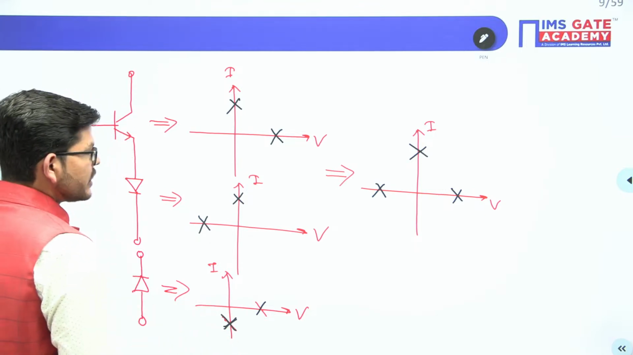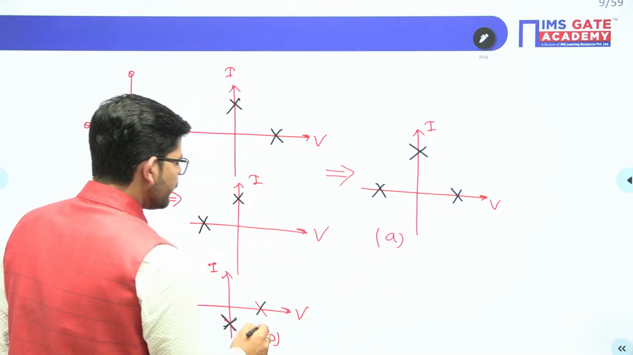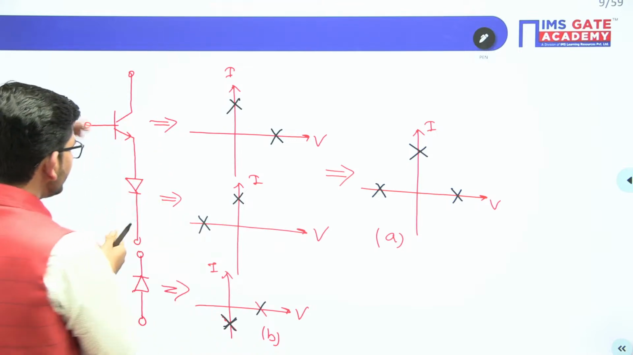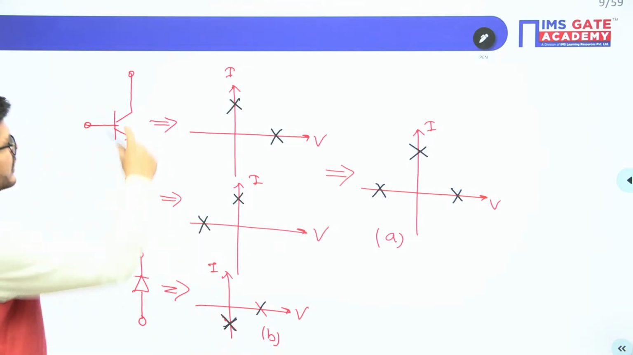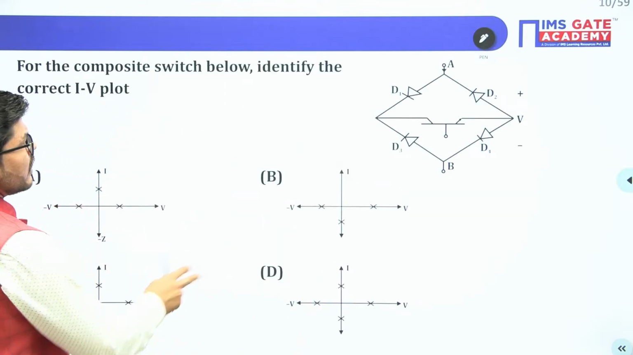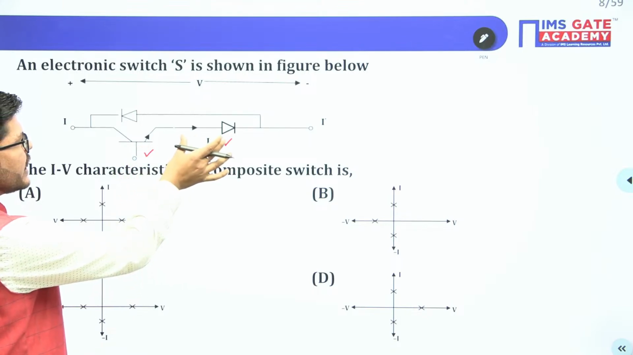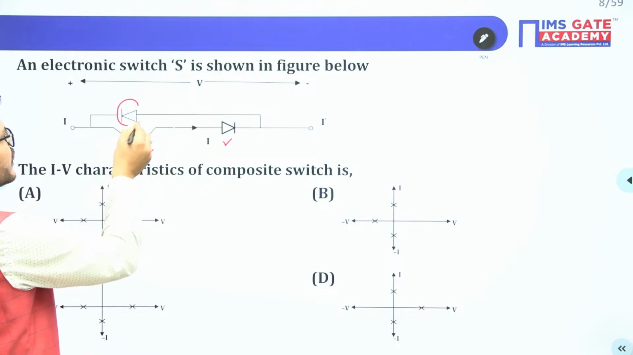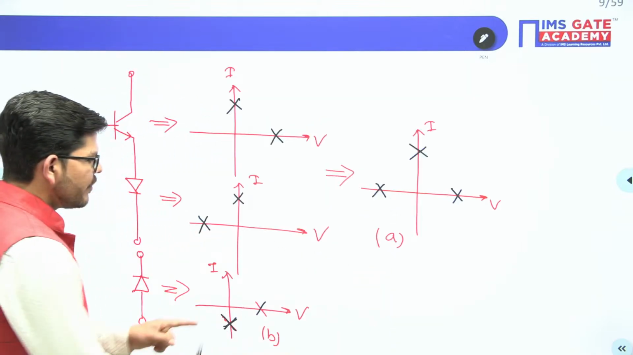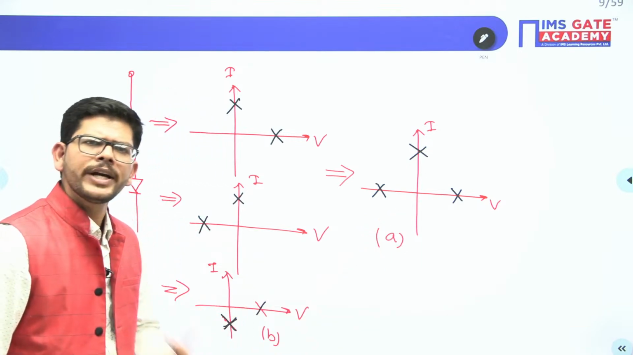Now see here, this is figure A and this is figure B. Now we have this particular series combination and this diode connected in parallel. As you can see in this problem, we have BJT and diode connected in series, and then we have this particular diode connected in parallel. So what will be the switch realization? We have to take the parallel counterpart of A and B. So in parallel, what happens?